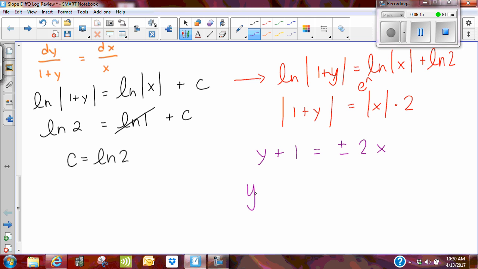So, I mean, you could go ahead and solve for y and say y is equal to plus or minus 2x plus 1. But you now have to pick whether you're going to use the plus or the minus 1.